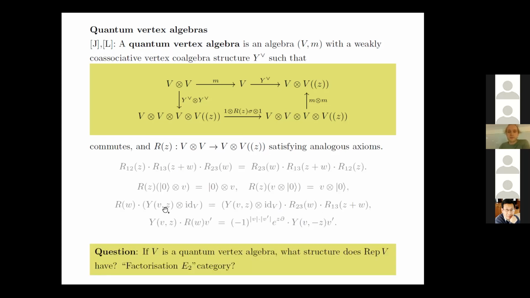So here they are. These axioms are actually in examples quite easy to verify, so I'm not really going to focus on them. It's this thing which is the important thing: the compatibility between the cohomological structure and the vertex algebra structure.